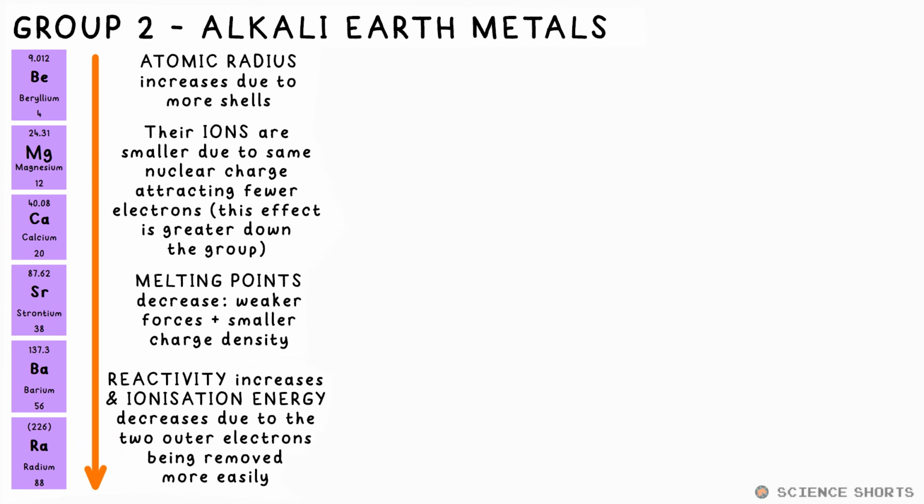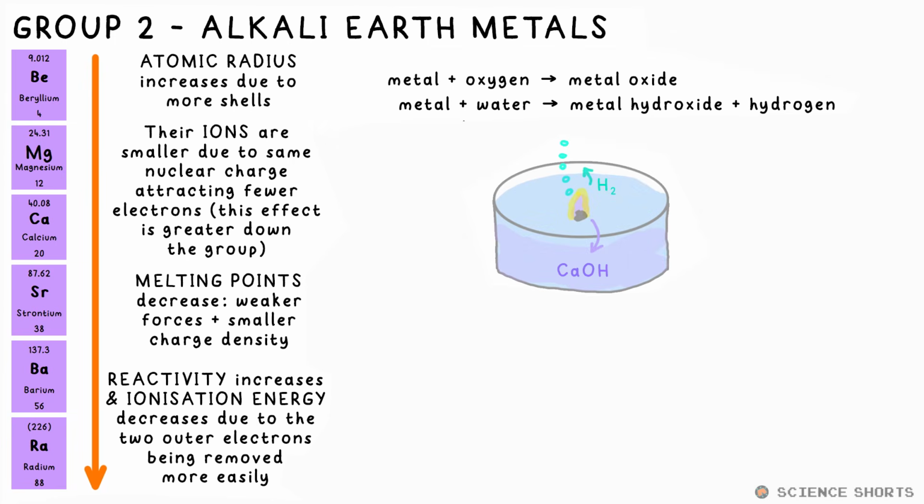Reactivity increases down the group as the 2 electrons in the outer orbital are removed more easily when further from the nucleus. The ionization energy decreases. Remember that this involves first and second ionization energies. They react with oxygen to make the oxide, water to make the hydroxide, which is an alkali, and hydrogen, and of course they react with dilute acid to produce the salt and hydrogen.